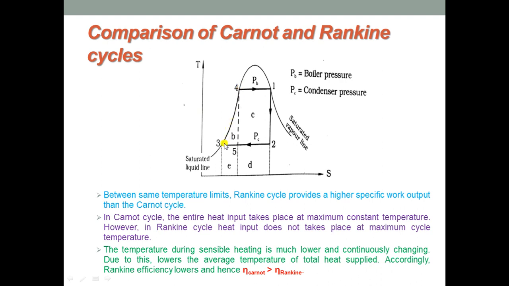So, it is what we can observe here, the value of average temperature is very less for total heat supplied during the Rankine cycle. So, accordingly Rankine efficiency lowers and hence Carnot efficiency is greater than Rankine efficiency. So, this is a comparison what you can make. So, based on this, the last point we can finally conclude: the efficiency of Carnot cycle is greater than the efficiency of Rankine cycle.